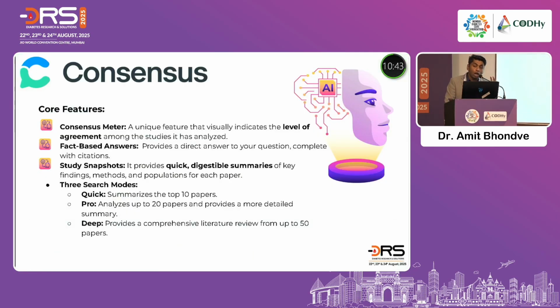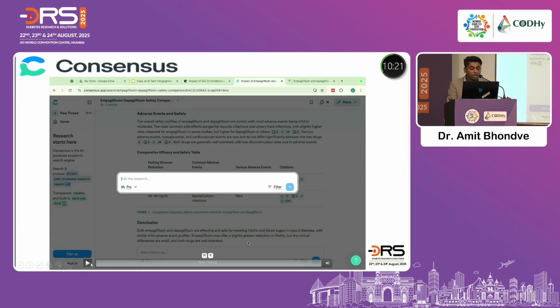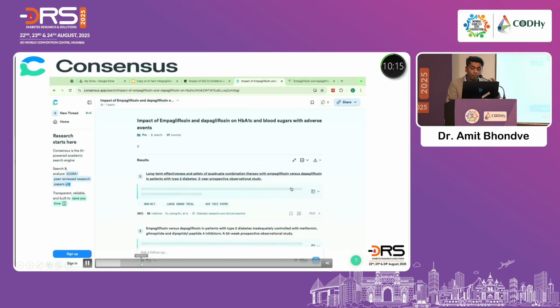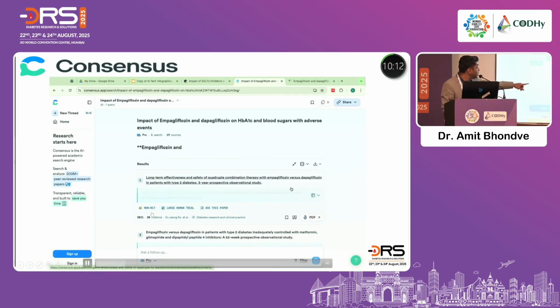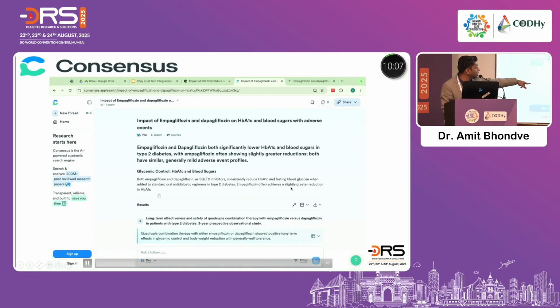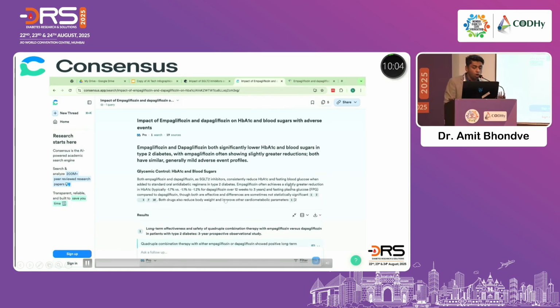Now we have another tool called Consensus. It has the additional feature of the Consensus Meter, and it gives you fact-based answers. It can also tell how much the reduction is, how much HbA1c has gone down. There are three different search modes: a quick search mode, a pro search mode, as well as a deep search mode. We'll see that in the Consensus settings also. Again, I asked a similar question about the impact of empagliflozin and dapagliflozin. It gives the specifications of the studies also, whether it is an RCT or a non-RCT, a human trial, a large human trial, or a smaller human trial.